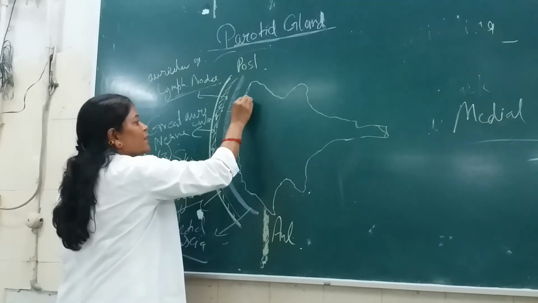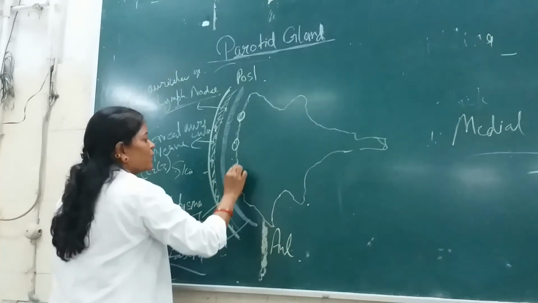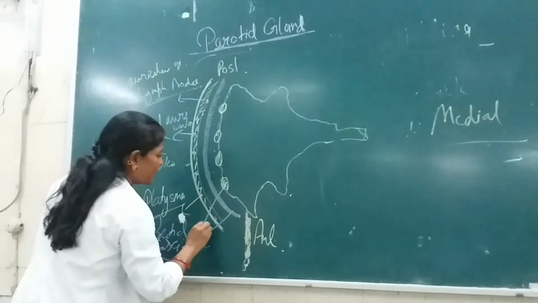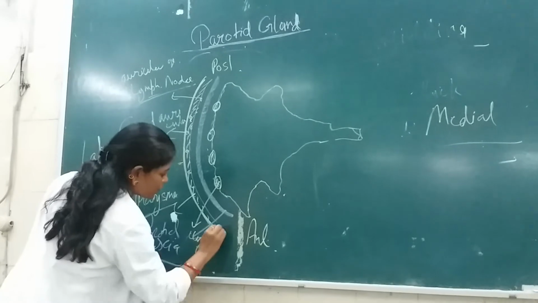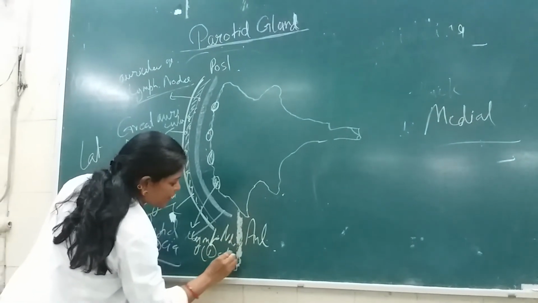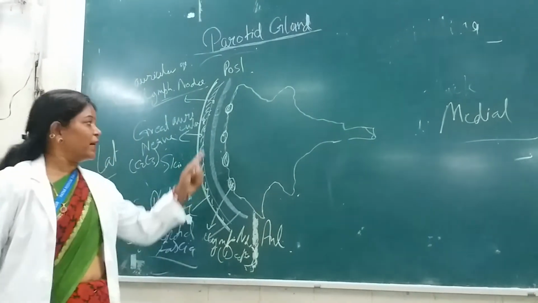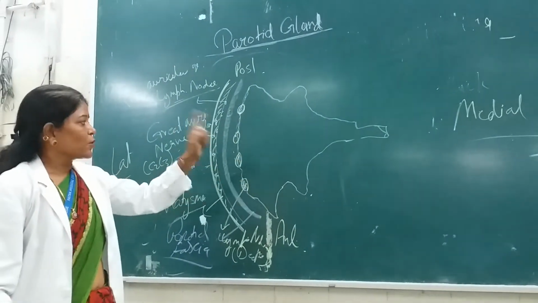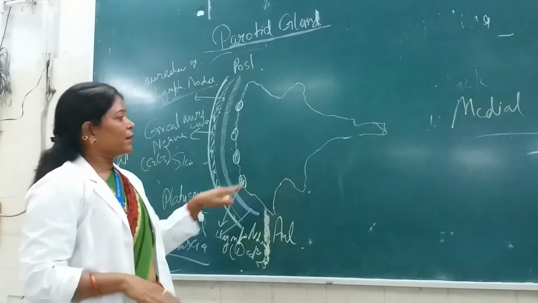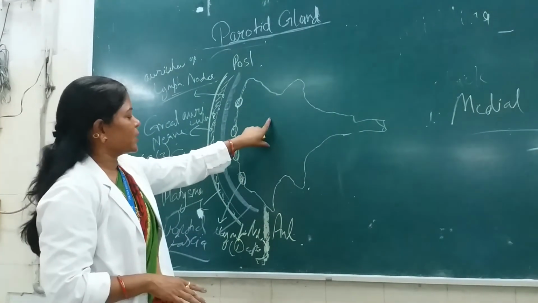There are the deeper set of lymph nodes which are present here. These are the lymph nodes, the deeper set of lymph nodes which will drain the parotid gland. So this is the structure. Now, what are the rest of the structures here?